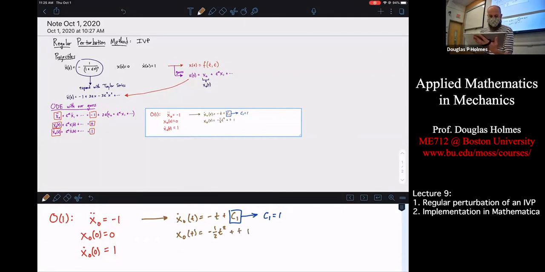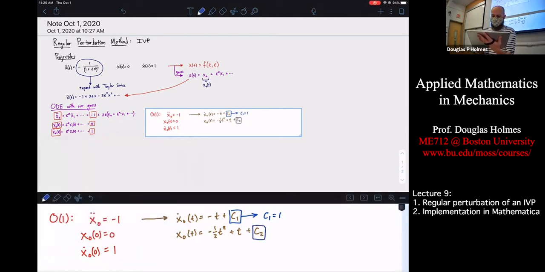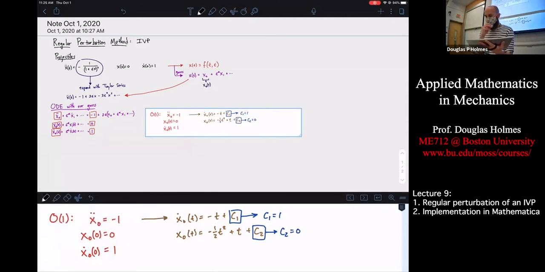Oops. My t's and my pluses look the same. Let me try and fix that. Plus c2. And since at time equal to 0, x naught is equal to 0, then we know that c2 has to be equal to 0. And putting it all together, we get the solution to first order as x naught equal to t minus 1 half times t. I don't know, I grouped it this way for some reason.